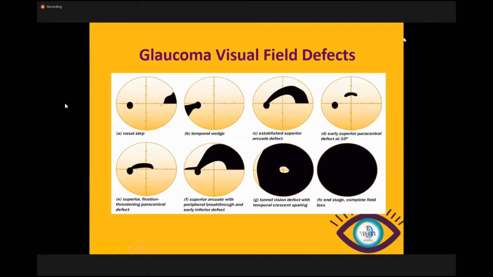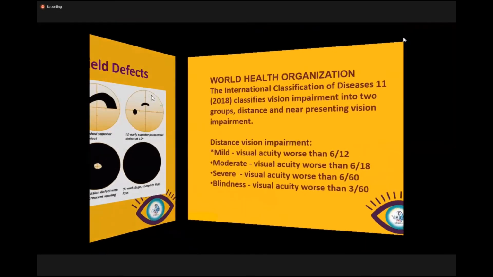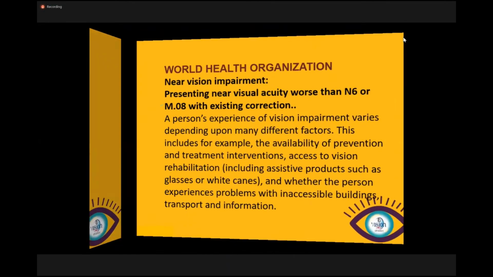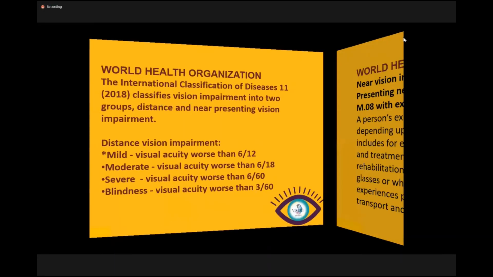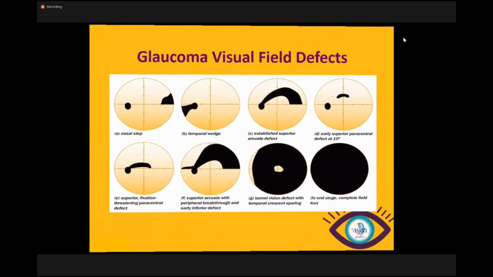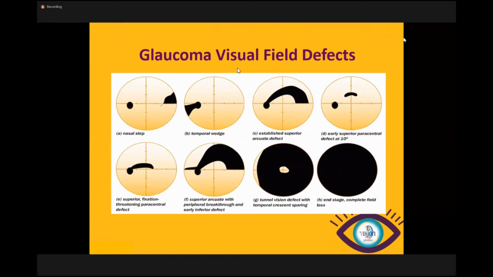So, the blind spot starts to enlarge, then there is a nasal step. And then, once there is a nasal step, the blind areas get bigger, no? So, there are arcuate defects, then an early superior paracentral defect, and then finally the blind area enlarges until totally, no? And then what remains is a tunnel vision, no? Until finally, at the end stage, complete loss of vision.